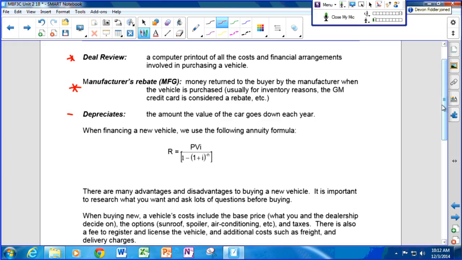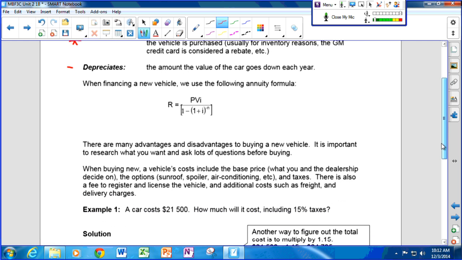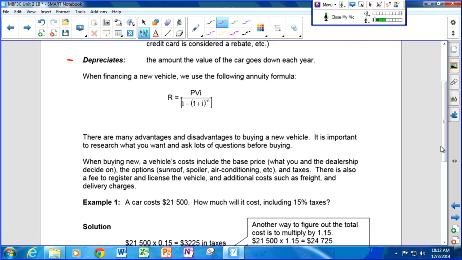Okay, so we're going to talk about that a little bit later in this lesson. So let's look at the math behind this. When we're financing a vehicle, we're going to use the annuity formula, where we have a monthly payment.